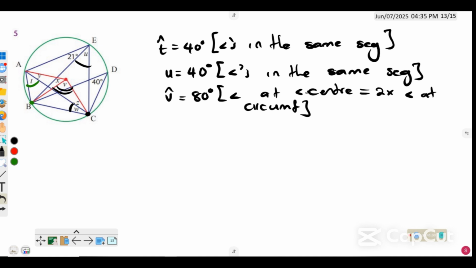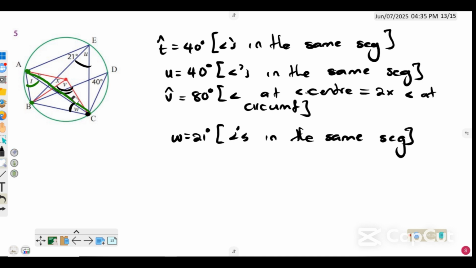And then, where's W? There's W. Which one subtended W? Trace back. We trace back to point A, sorry. We trace back to point B. But then when you trace, you will see that the very same arc subtends another angle, which is 21 at the circumference. So W is 21 degrees. Again, this is angles in the same segment, right? Let's see, what else do we have?